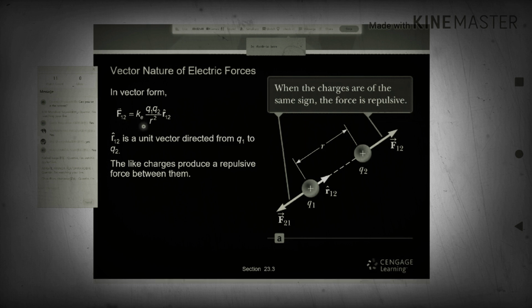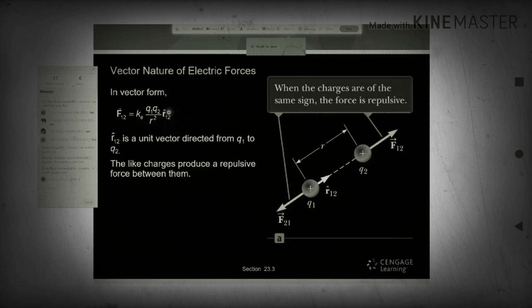F12. And then the magnitude of force we've already talked about. The magnitude of force is proportional to the product of Q1 and Q2 because they're all positive, so the product is still positive. And the magnitude is inversely proportional to the distance, r squared. And then the proportional constant is Ke.